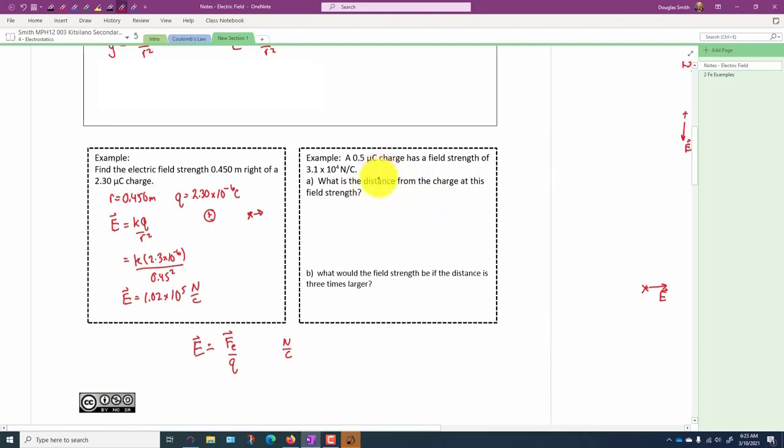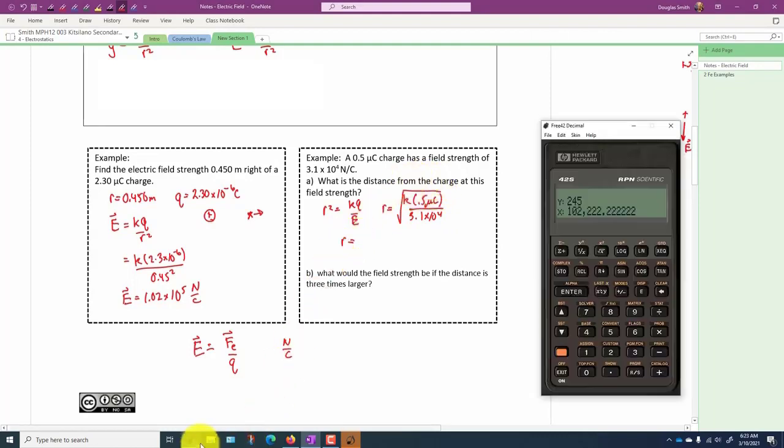We have a charge and field strength. What's the distance? Rearranging this equation, we get R squared equals KQ over E, so R is equal to the square root of K times 0.5 microcoulombs divided by 3.1 times 10 to the 4. Let's put that in the calculator.